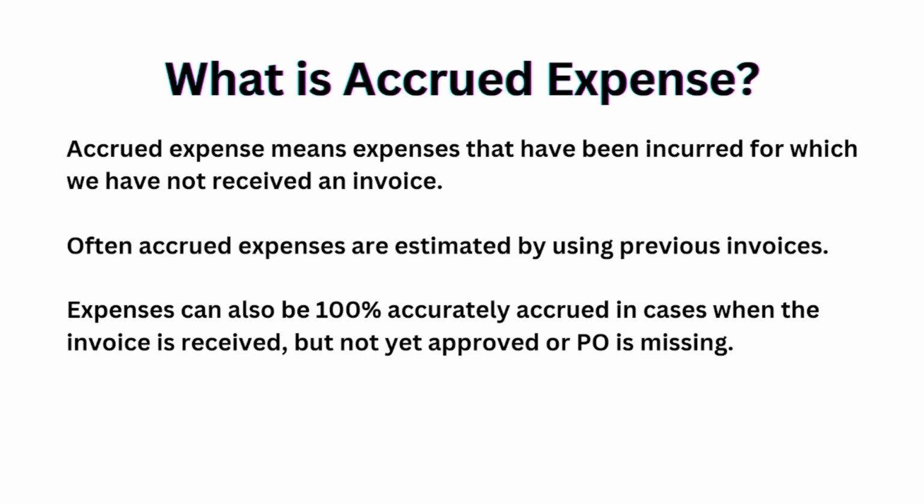On the other hand, expenses can also be 100% accurately accrued in cases when the invoice is received but not yet approved or PO is missing. So in that case, you can take the amount from the invoice and then you book the accrual.